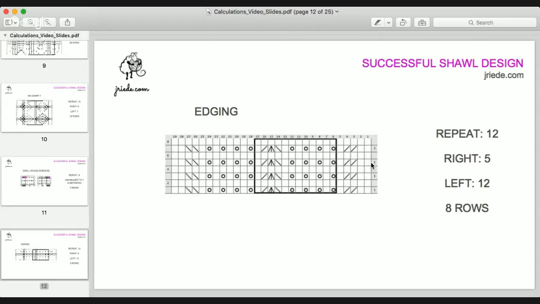The edging has a repeat of 12 stitches. Right side is 5 stitches wide, left side is 12 stitches wide, and it consists of 8 rows.